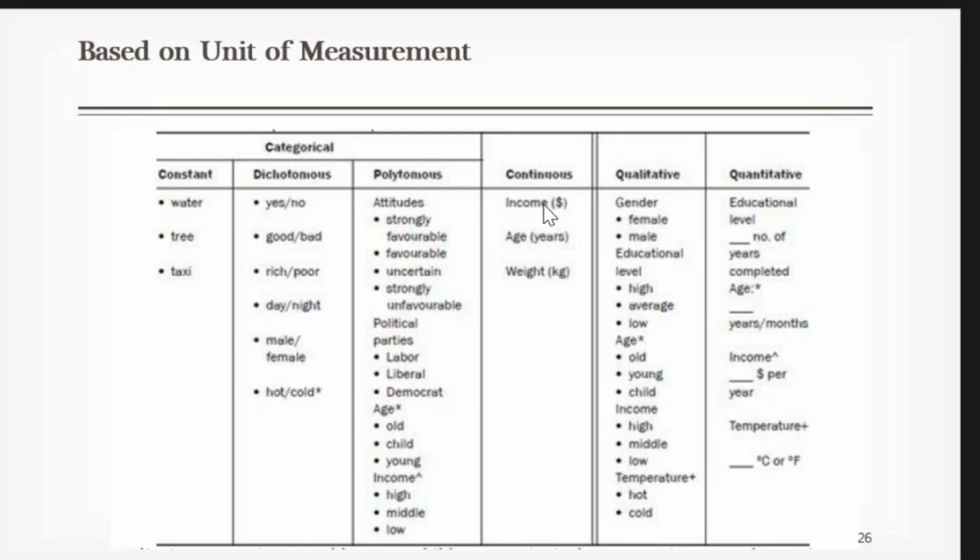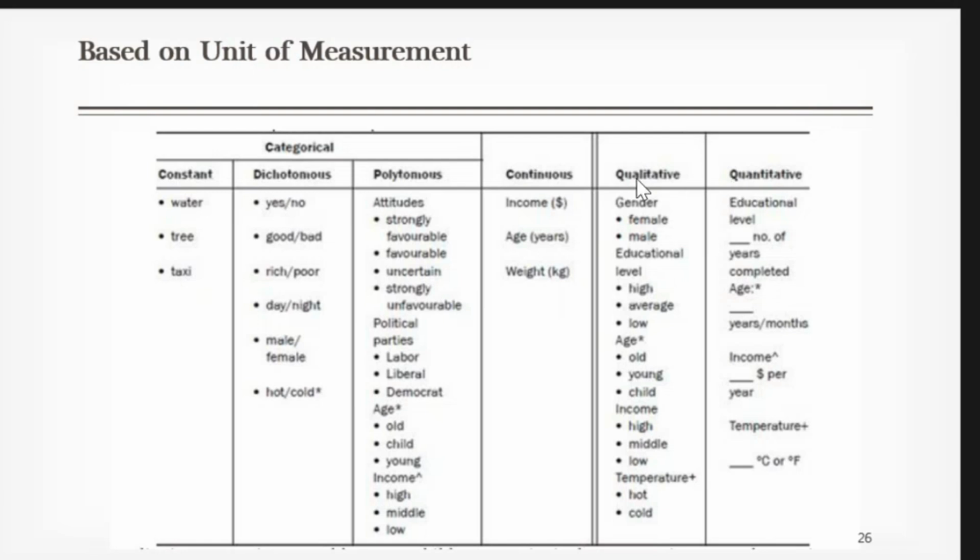Continuous means when you express in terms of numbers or fractions, it is called continuous. You can say that somebody's income may be 100.5 rupees, or 101 rupees. So you can express in terms of fractions, or you can express in terms of discrete numbers. That is possible in case of a continuous scale. Age is again continuous, weight is again a continuous scale, right?